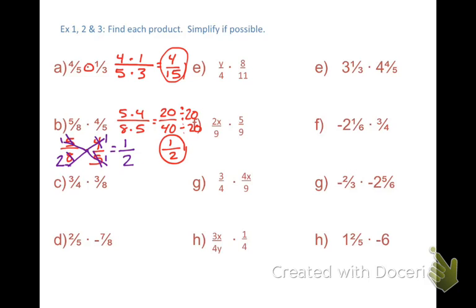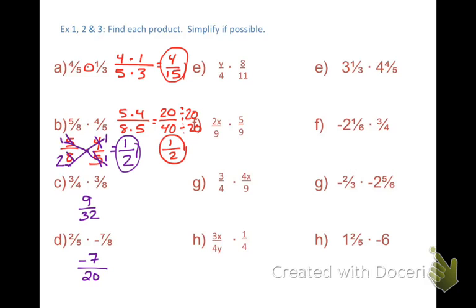Why don't you try C and D by yourself? Put me on pause, do it yourself, and put me on play when you're finished showing your work. Alright, so C is 9 over 32. Can't be reduced anymore, and D is negative 7/20. I reduced it to the simplest form.